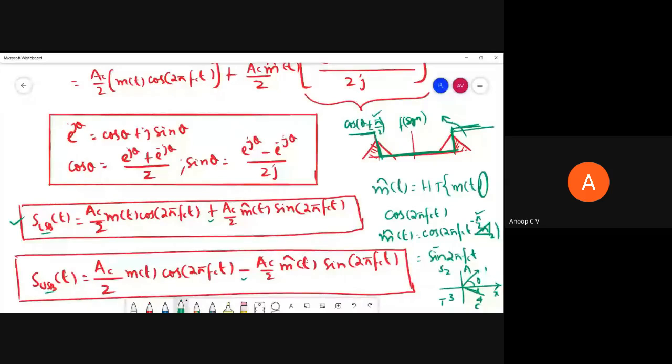So what you want to know is that the Hilbert transform of cos 2 pi fct is sine 2 pi fct, and the Hilbert transform of sine 2 pi fct is minus cos 2 pi fct. But for instance, we need only this much. Now we'll move ahead and I'll read out today's problem.